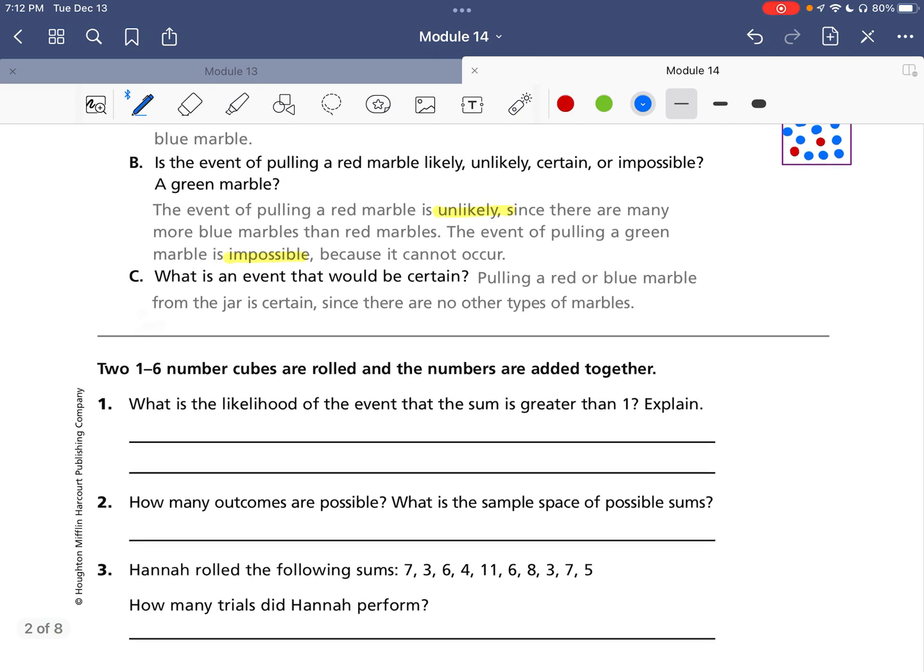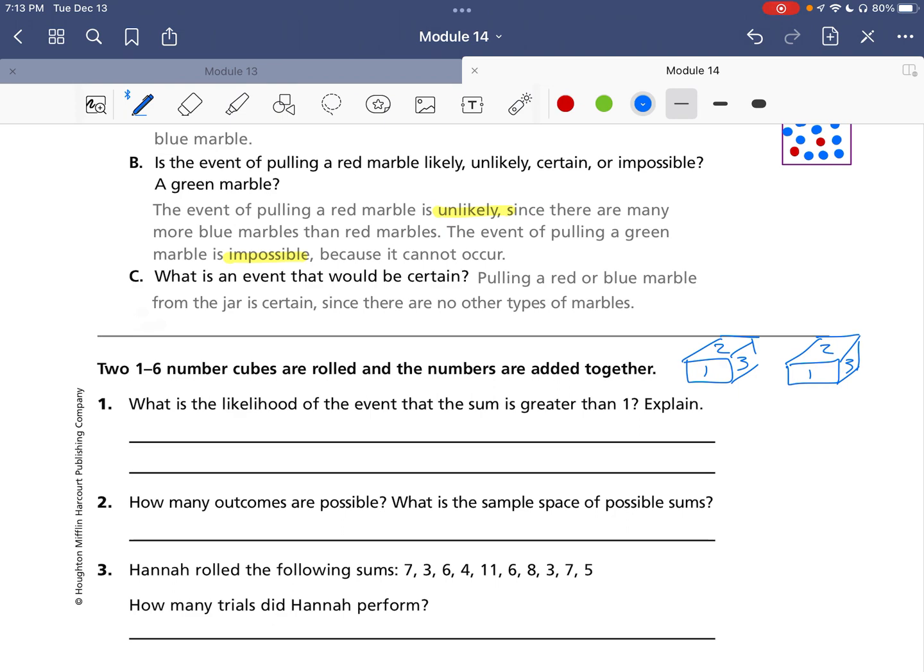Oh wait, sorry, new problem. Two 1 to 6 number cubes, so dice, are rolled and the numbers are added together. So you have 2 separate dice. We're going to add them together to make some sums, and figure out what some likelihoods are.